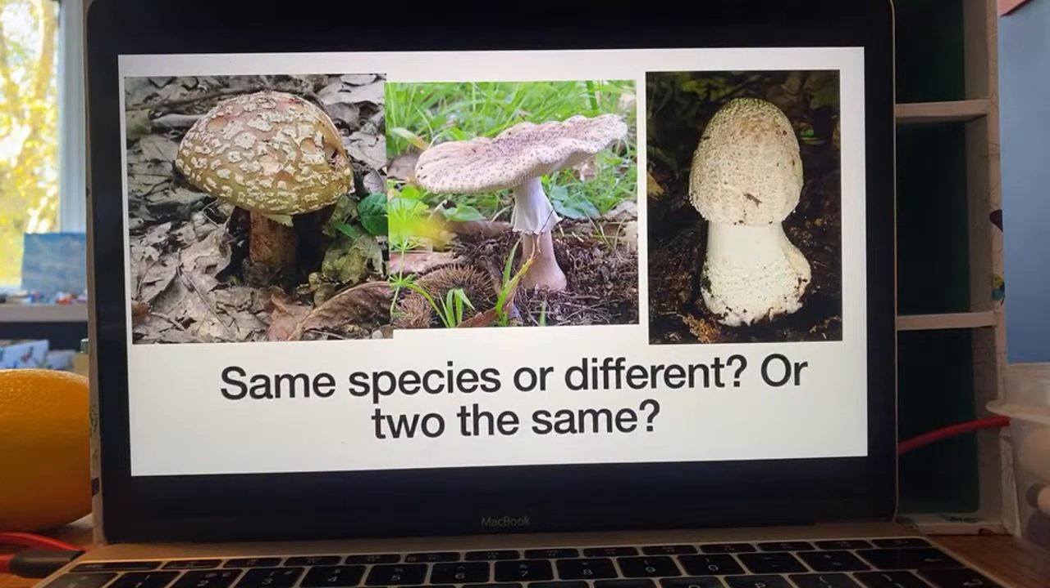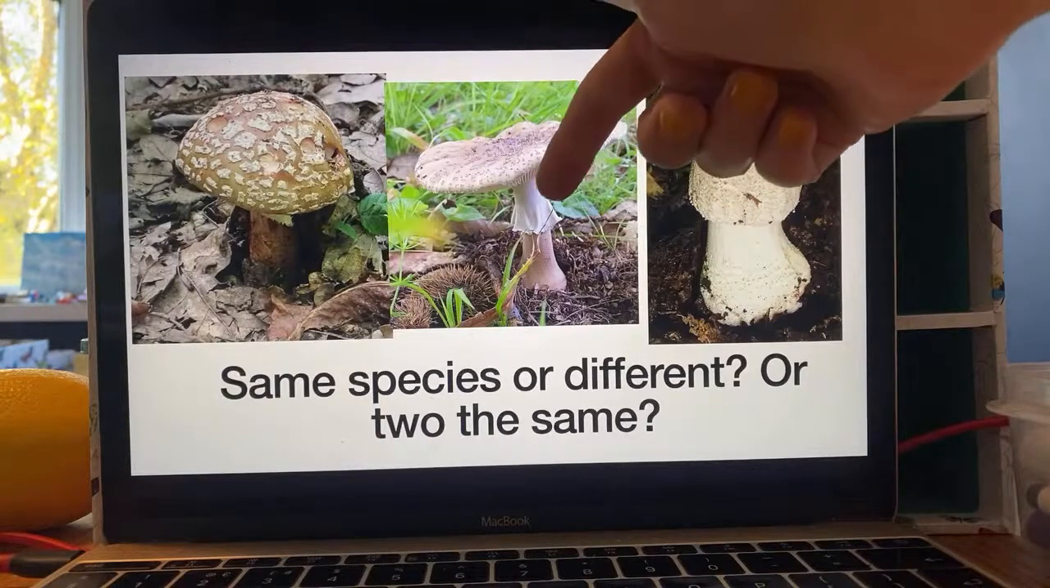All right then, I think this is the last one. There's one last way that we haven't talked about that you can distinguish between mushroom species. So you've got a picture of three mushrooms here. Are they the same species or are they different? Or are two the same? What do you think? Are they three different species, two different species, one species? How many different mushrooms are in those photos?